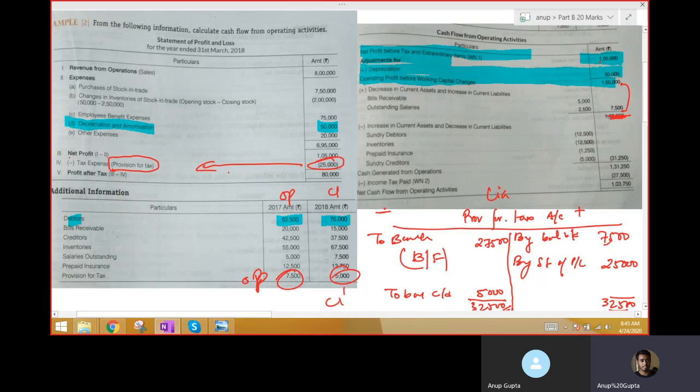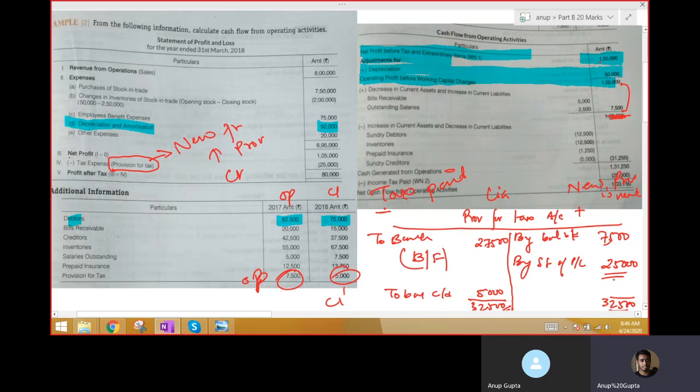When will a provision increase? When a new provision is made. And when will the liability provision decrease? When tax is paid. So read the question and see whether tax is paid or a new provision is made. Here they are saying provision for tax, that means a new provision. A new provision will increase the provision, and if the provision is increased, it will be credited. So see, I have credited 25,000 here.